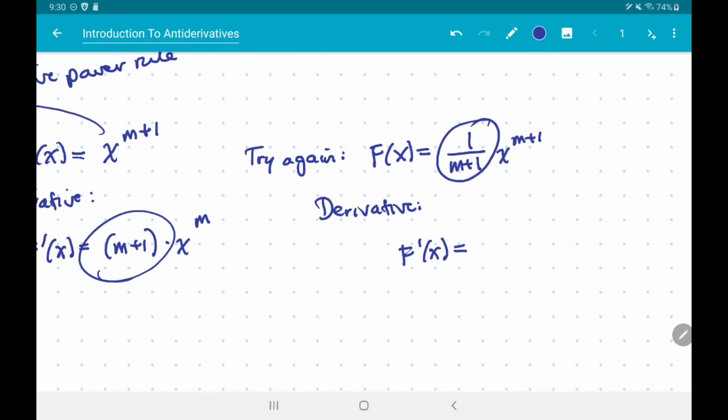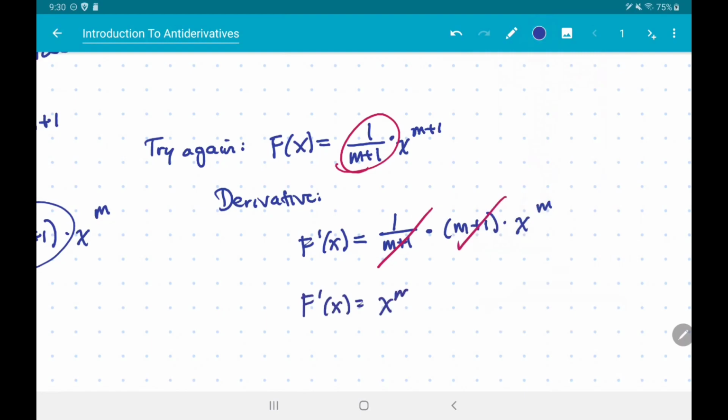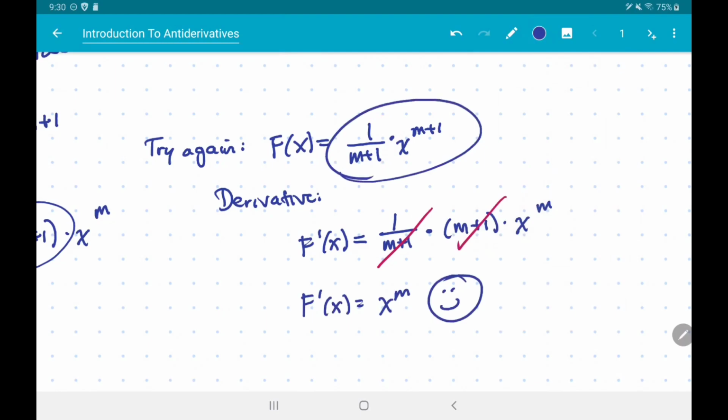One over m plus 1 is a constant that multiplies the rest of this stuff. So I keep 1 over m plus 1. Then I apply the power rule to x to the m plus 1. I get a factor of m plus 1 and a new power that's the old power minus 1. And this time, because I've put in this correction, it cancels out, and I am left with f prime of x equals x to the m. So, in short, this is the antiderivative that we want.